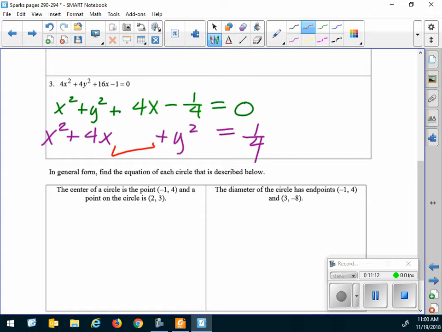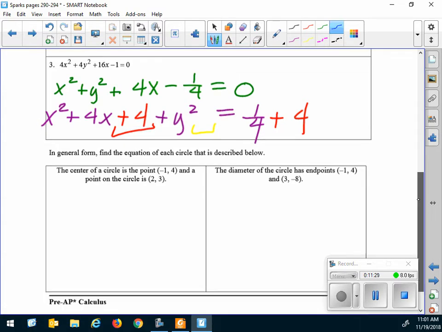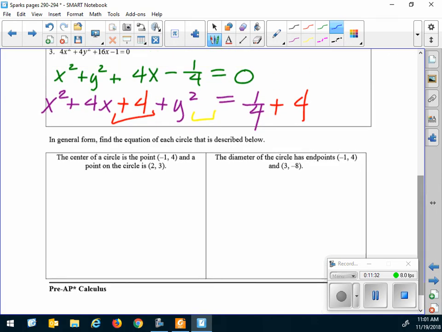Complete the square. What goes here? Plus 4, gentlemen. What goes here? Do I have to put anything? Nope. Don't have to put anything. Yeah, if you want. So this is going to give me, let's see here. How's that factor? X plus 2 quantity squared, right, plus y squared. And if you want to write y plus 0 squared or y minus 0 squared, that's fine.